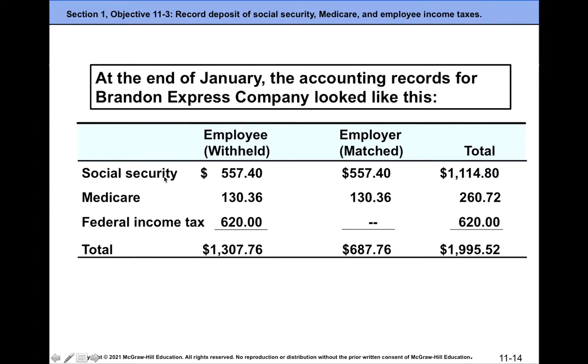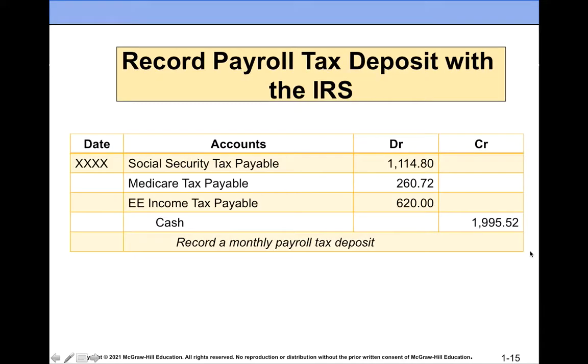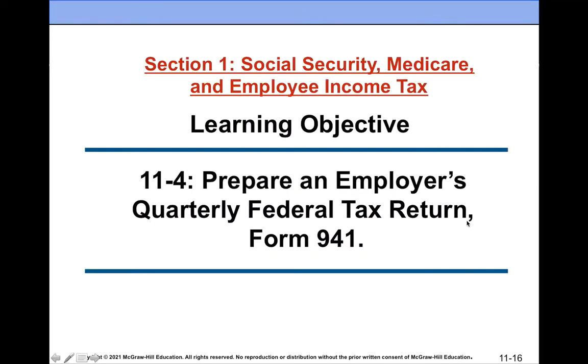So we're going to debit these three amounts for liabilities. When we make a payment, our liabilities go down, so that is a debit. So we will debit Social Security tax payable, Medicare tax payable, and employee income tax payable. What do we credit? We credit cash. Here is the journal entry right here: debit three liabilities, they all are decreased, paid out, credit cash. Record payroll tax deposit with the IRS.